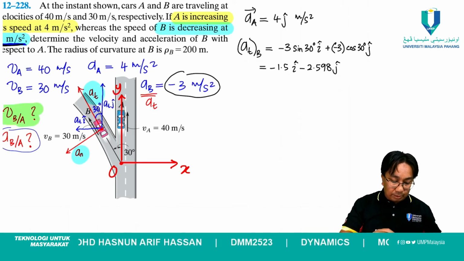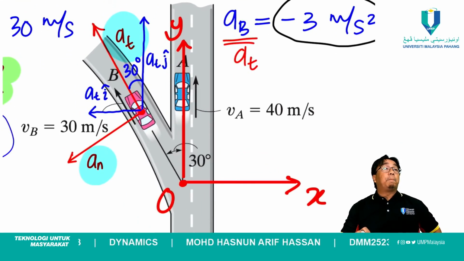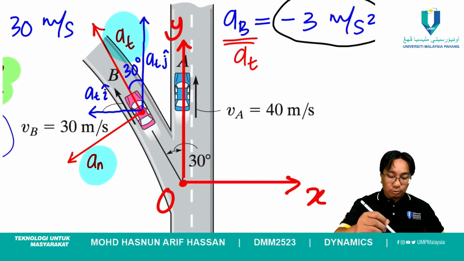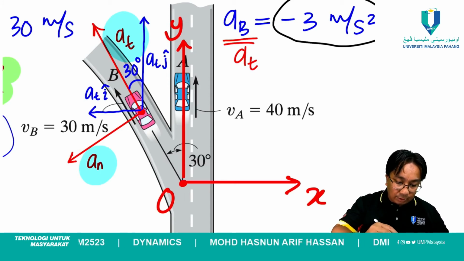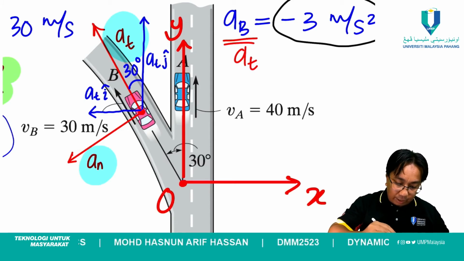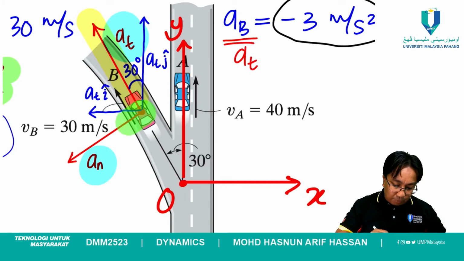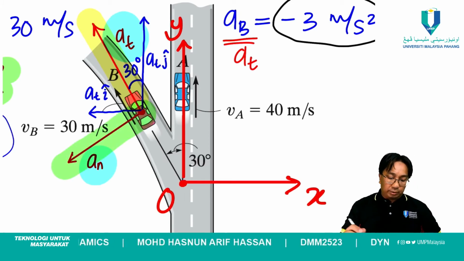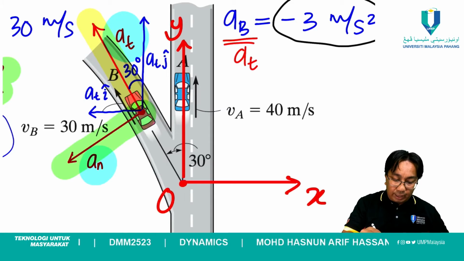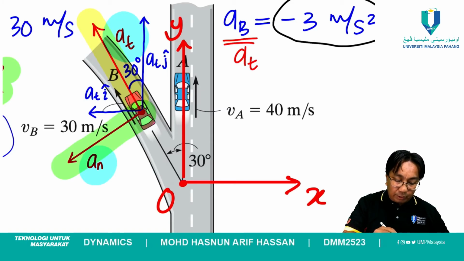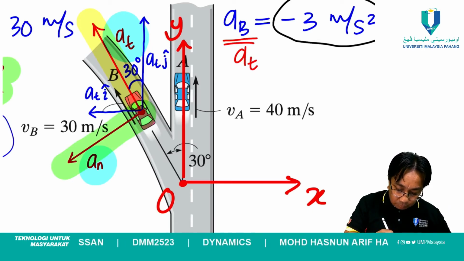And then remember, there is one more component of acceleration because it is traveling in a curvilinear path. So what we calculated just now is only the tangential component, which is this part only. Now we need to calculate this part, the normal component. This part also, based on the xy axis, we can resolve into components.